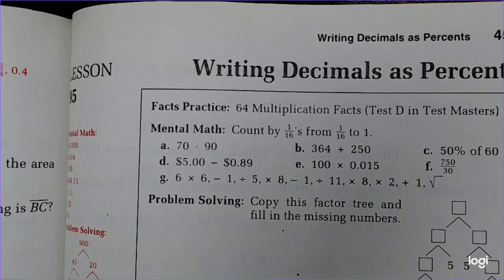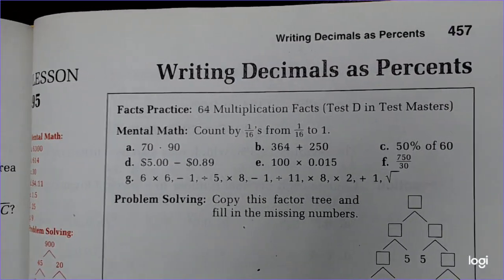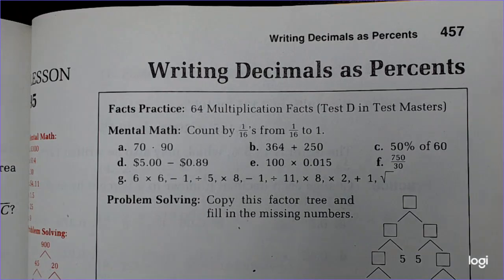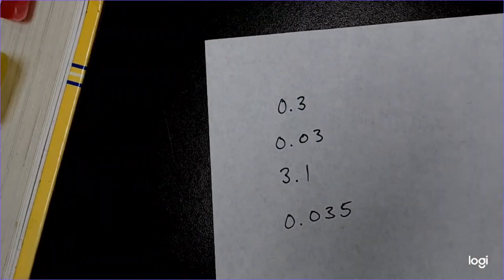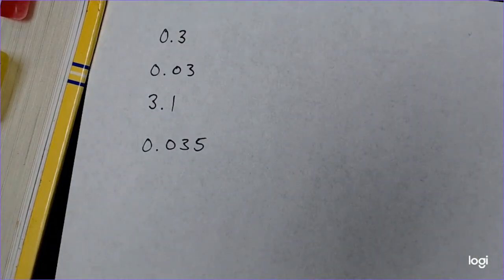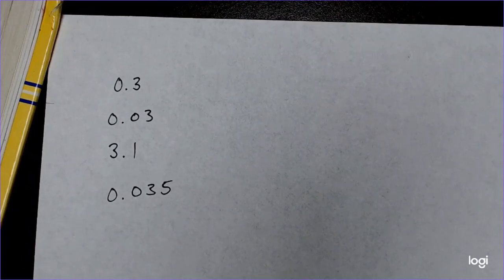Math 76, lesson 95, we are writing decimals as percents. So this is continuing our lessons on how to write the same number in many different ways, right? The very fast way we're going to learn how to do this is, if we need to change a decimal number to a percent, we simply just need to multiply by 100%. Because if you remember, percent means out of 100.